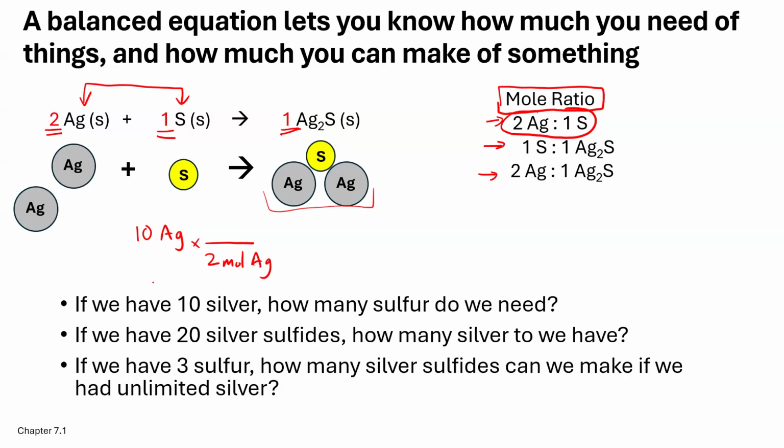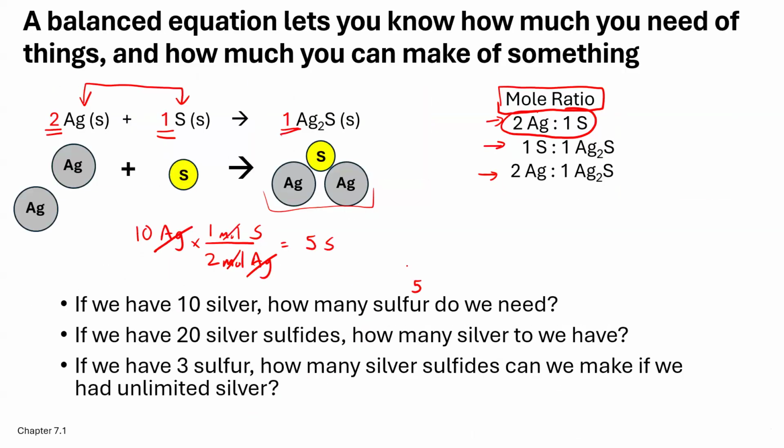The mole ratio is 2 silver to 1 sulfur. Right? Okay, so let's figure this out. Look what cancels out. The silver cancels out and the moles cancel out. So then we're left with 5 sulfur. I'm just going to put 5 here.